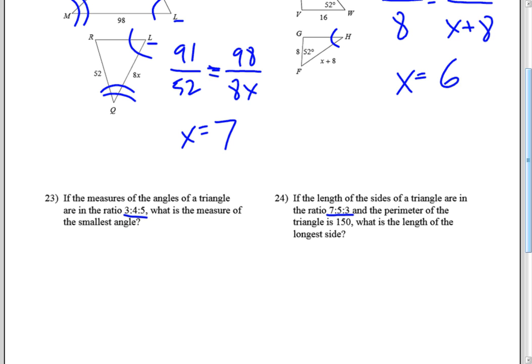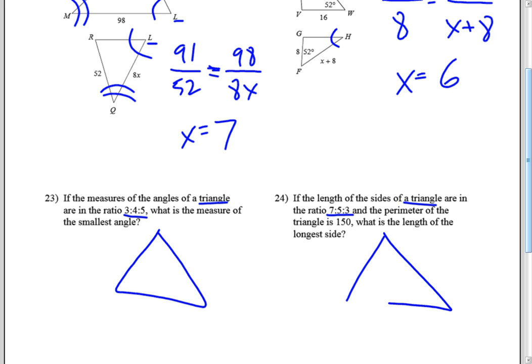All right, you start with a picture. So what's the picture in both of these cases? Triangle. We'll start with that. You should also circle some key words. This one is angles. What's this one? Sides. So some stuff goes inside, some stuff goes on the outside.